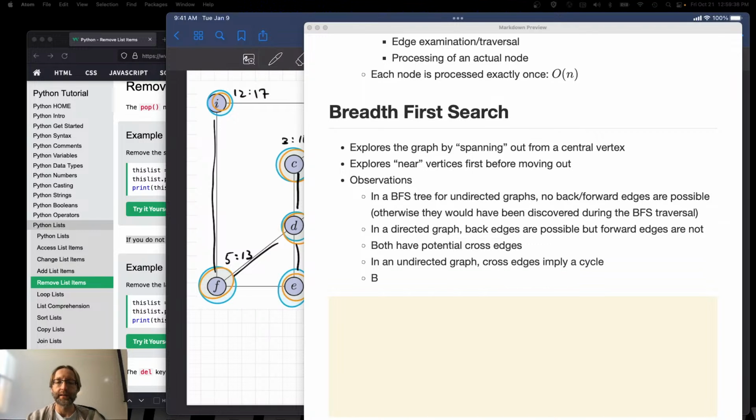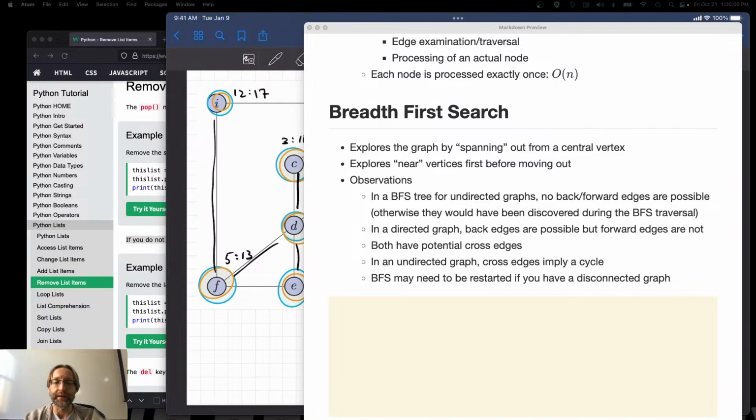BFS may need to be restarted if you have a disconnected graph. And for the same reason, you can use BFS, just like we use DFS, to count how many connected components we have, and therefore answer: is it a connected graph or a disconnected graph?